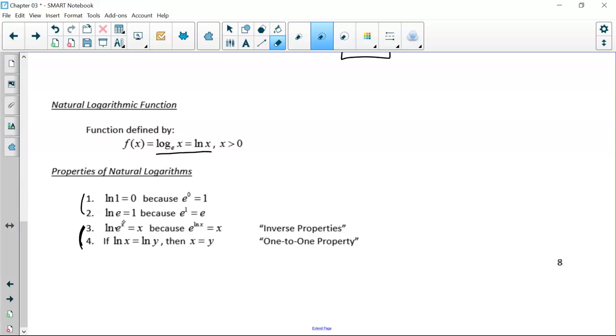And there's actually something missing there. That should be e to the natural log of x. And there also should be the natural log of e to the x equals x. So make sure you add that there. Somehow that got missed. The natural log of e to the x equals x. Those are the inverse properties.